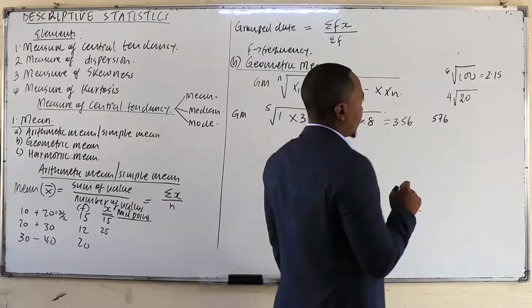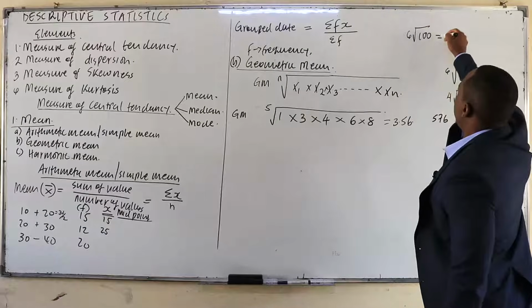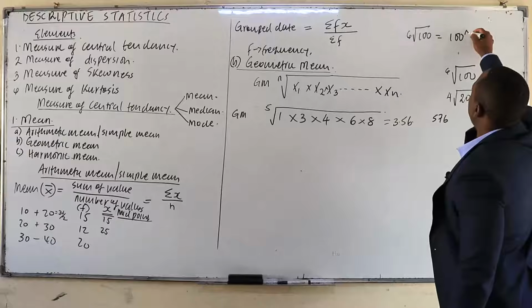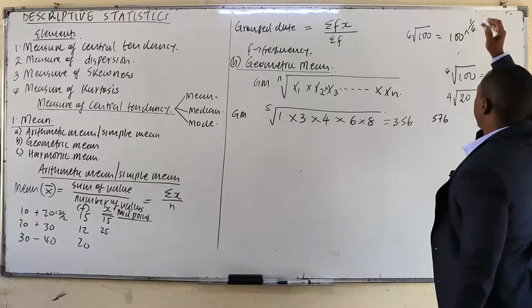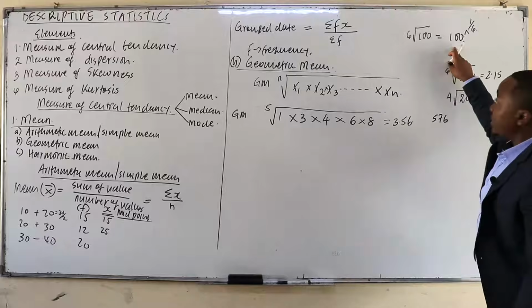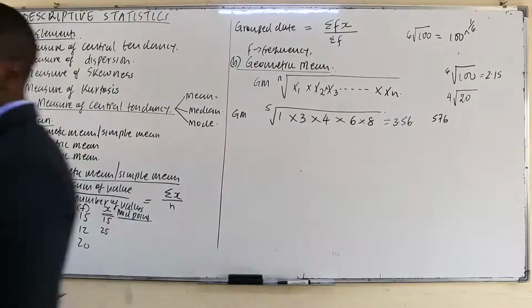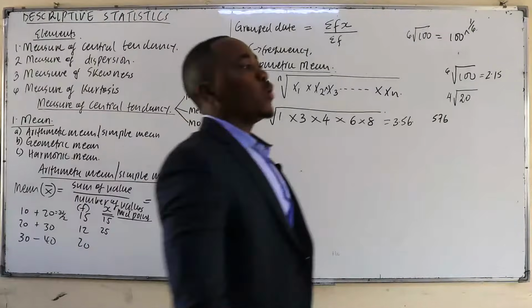Alternatively, the sixth root of 100 is the same as doing this. It is the same as 100 raised to power 1/6. So what does it mean? Press 100, raised to power, open the bracket. First of all, you have to open the bracket, 1 divided by 6, you close the bracket.